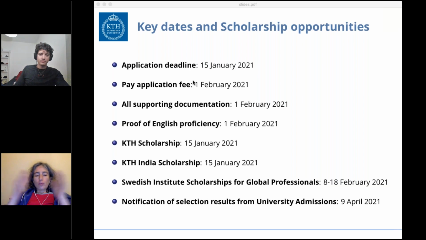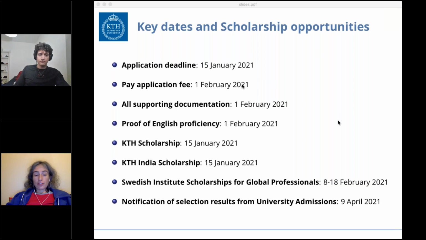So there's one portal, and you have to upload all your supporting documentation there on February the 1st. You also have to have proof of your English proficiency on February the 1st as well. These are the dates that you have to hit if you want to have a valid application to the program.